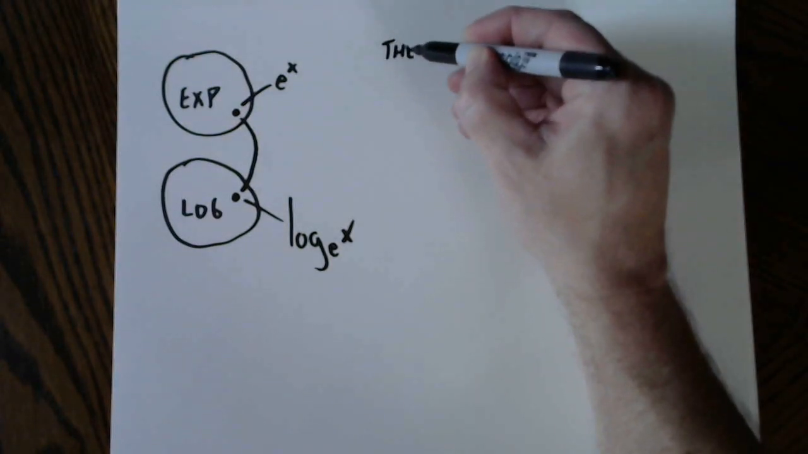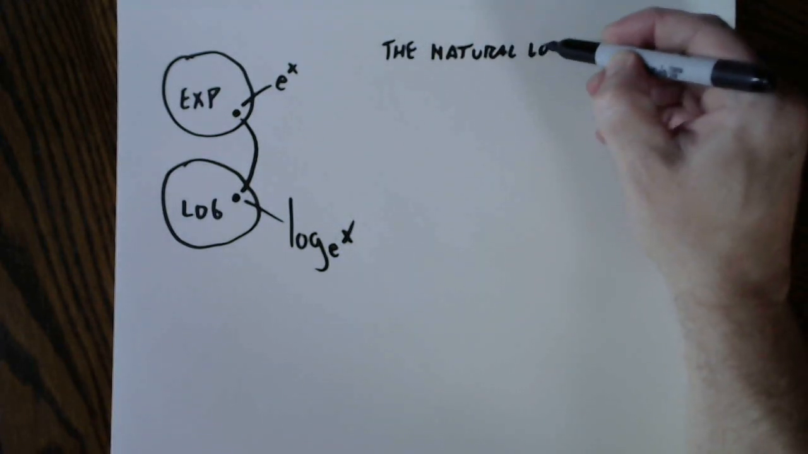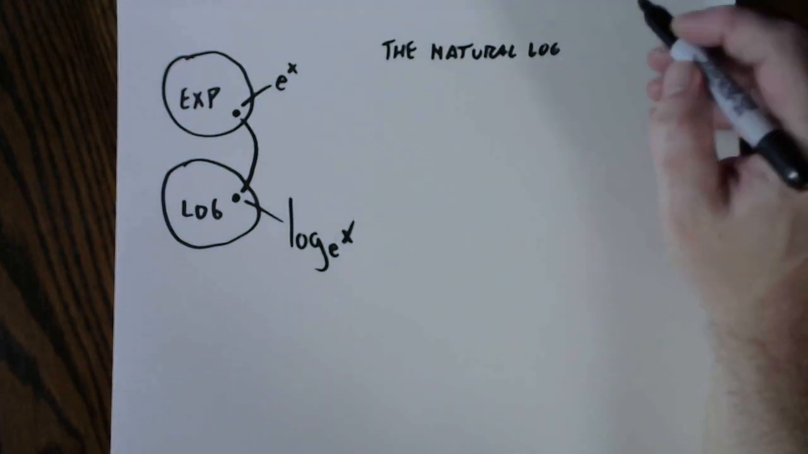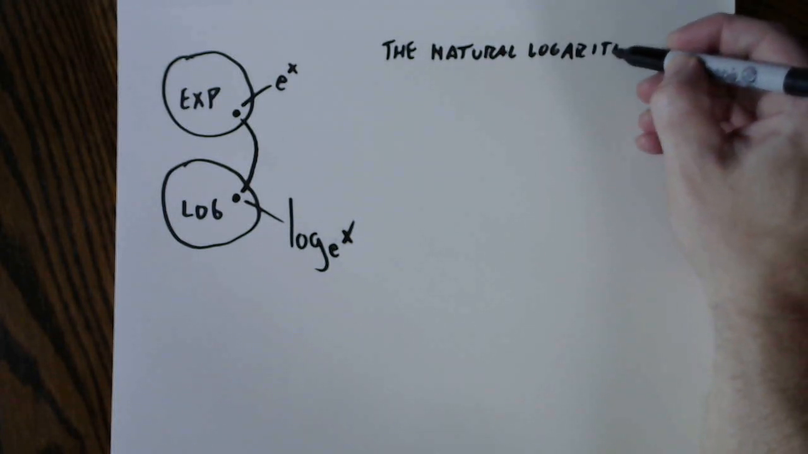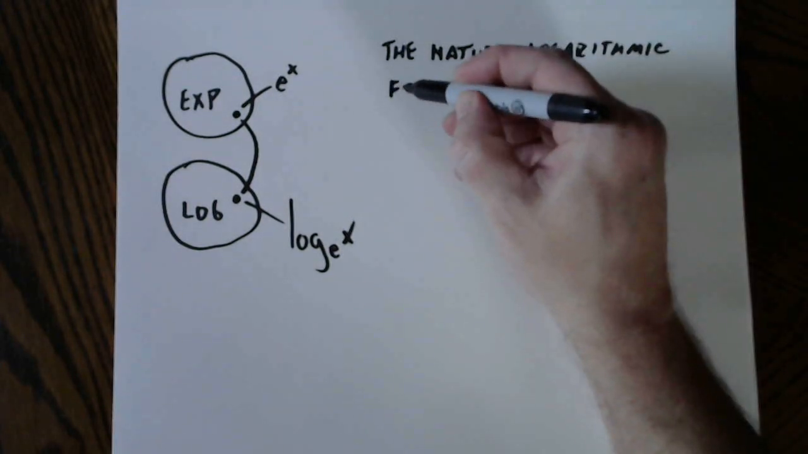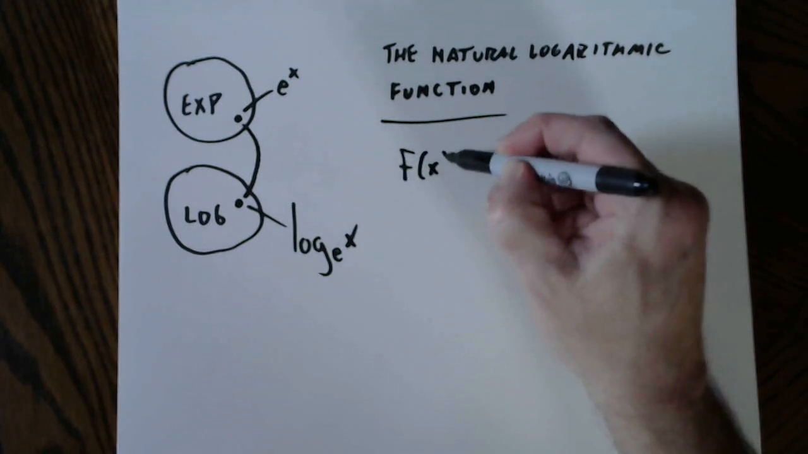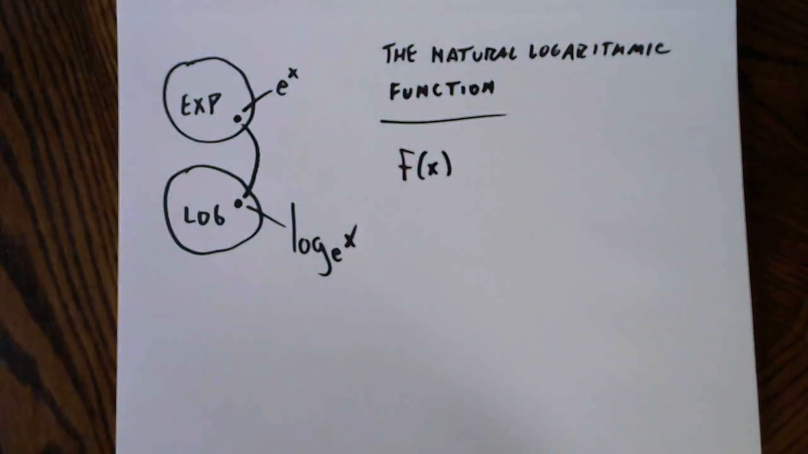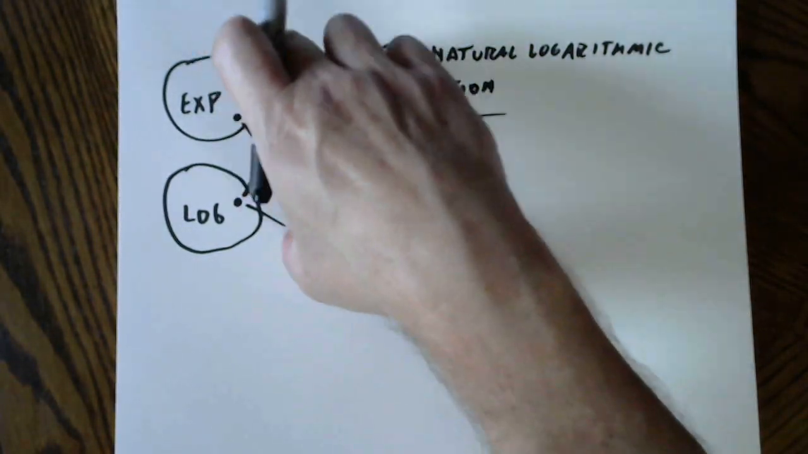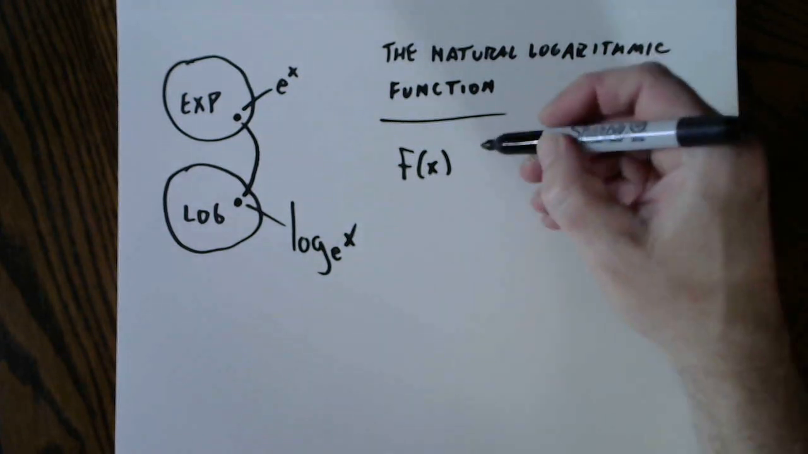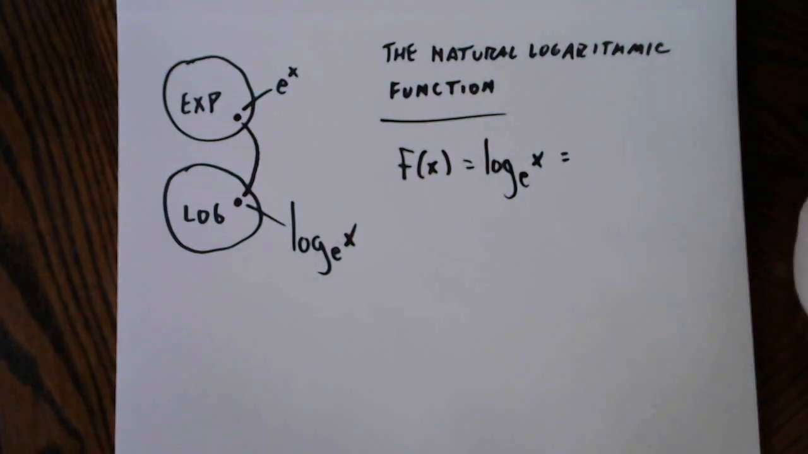Now here's the thing. Let me write this out. So this is the natural. You'll hear people say natural log. That's the natural logarithmic function. So there's infinitely many elements in each of these sets, but we focus in on these two really. Is of course this. Now here's the thing. I think you probably know where this is headed.